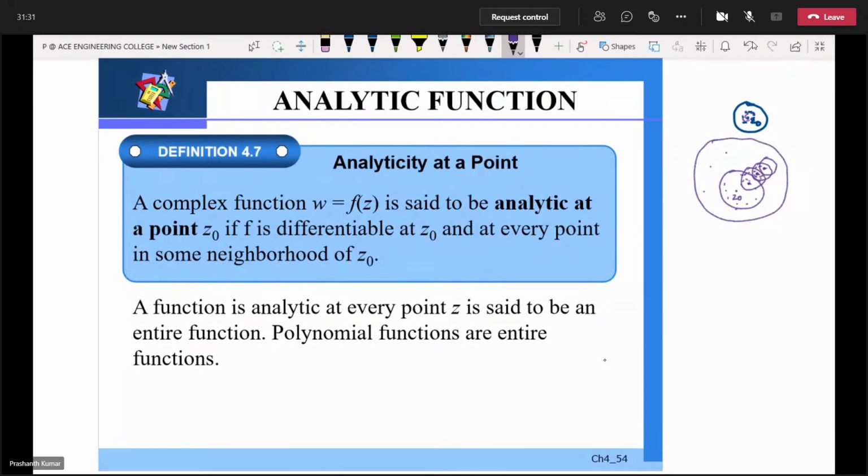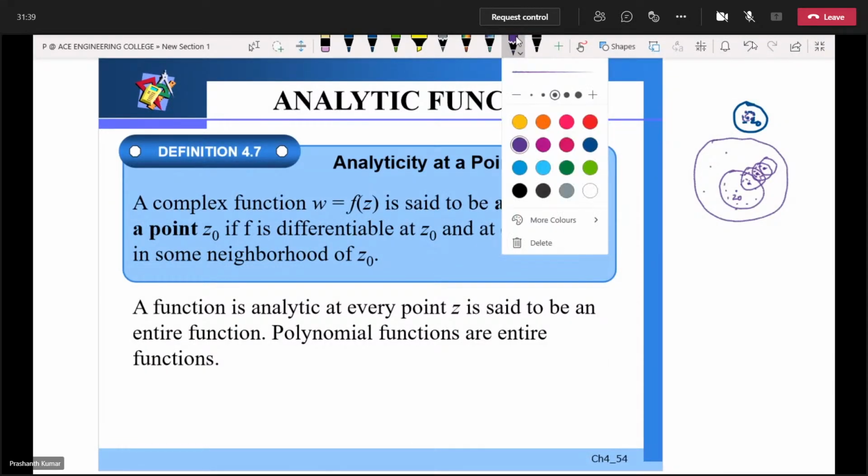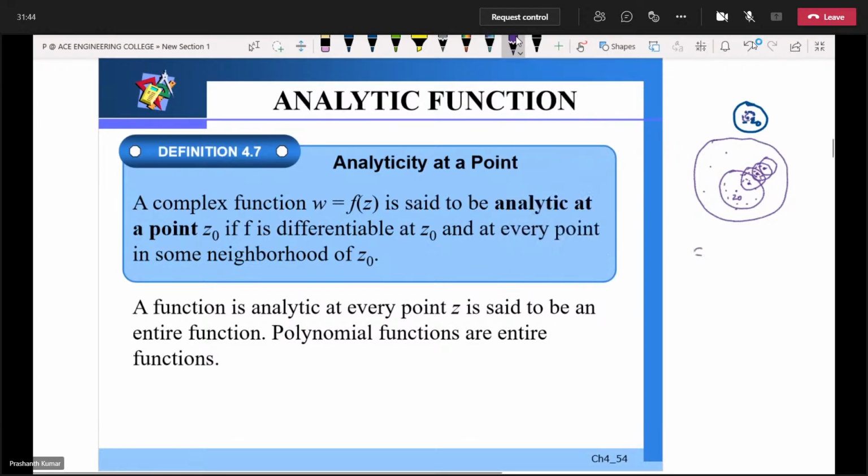The main good example for entire function: such kind of problems you will get in the examination. They will ask only that. Define the entire function. What is an entire function, and give an example. Then you write down: a function that is analytic at every point of z is said to be an entire function. And a good example is this one: polynomial functions are entire functions.